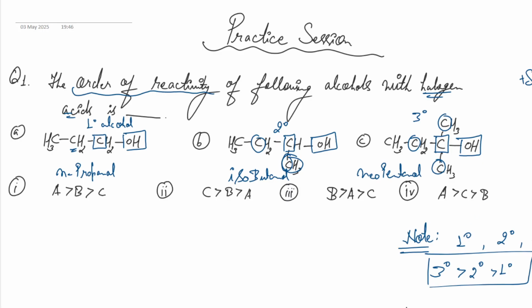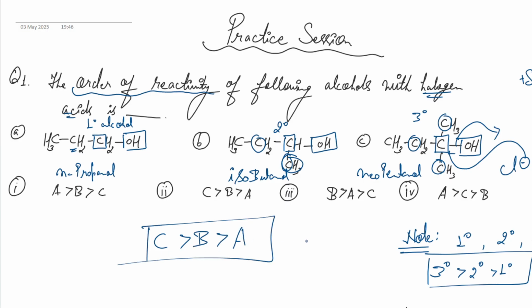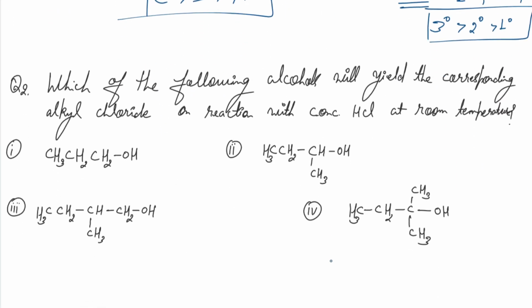So when they attack, you can expect this kind of attack, because the more branching is there, the more frequently it breaks down. So we can say that C is more reactive than B, and B is more reactive than A. So where is the CBA? This is the second option, CBA.